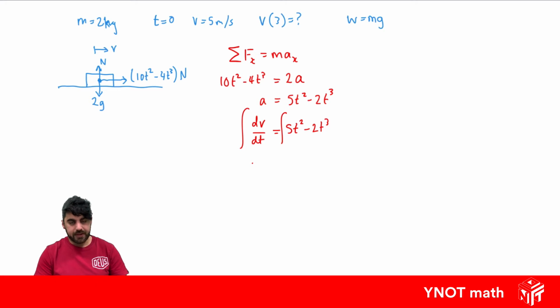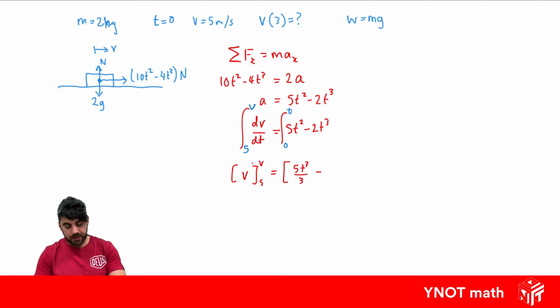On our left-hand side, we're dealing with velocity, and we know the initial velocity is 5, and it gets to some velocity v. On the right-hand side, our initial time was 0, and it gets to some time equal to t. This will help us not get a constant. The integral of the left-hand side is v, bounded between v and 5. For the right-hand side, we get 5t cubed over 3 minus 2t to the 4 over 4, bounded between 0 and t.